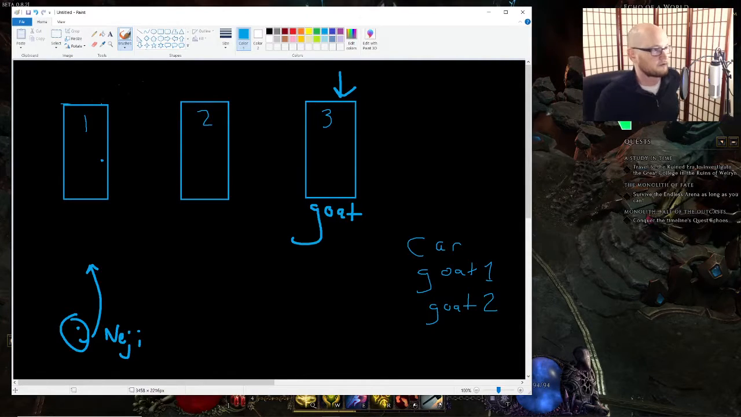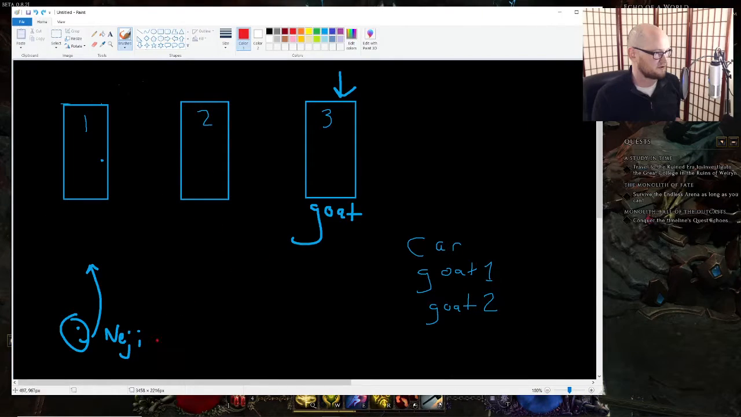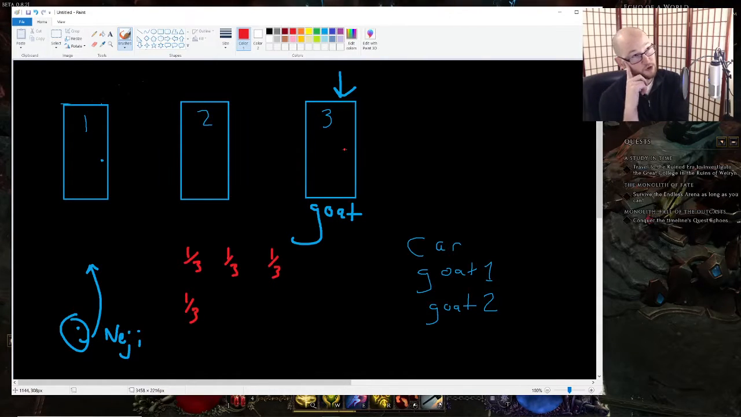Okay, so at the very beginning, you have a 1 in 3 chance of each door being correct, right? I'm gonna use a different color now because now we're gonna start. So this is the layout. From the very beginning, each door has a 1 in 3 chance of having a car in it. And then the game show host knows what's behind every door, and they show you a door that definitely has a goat in it.